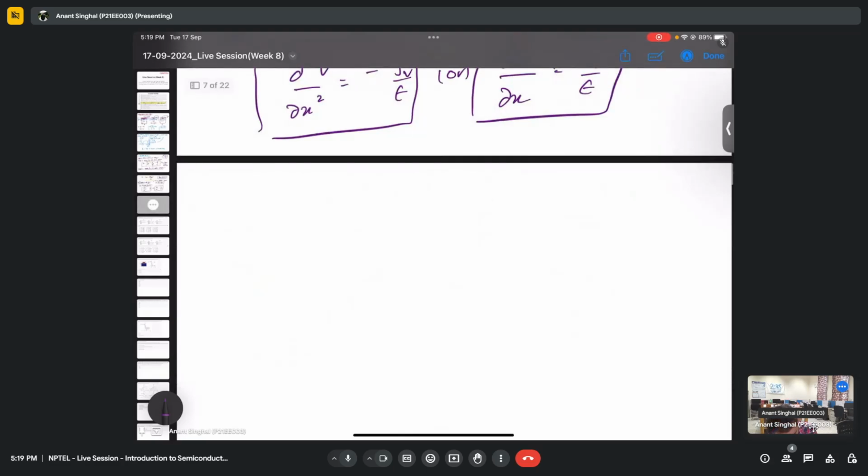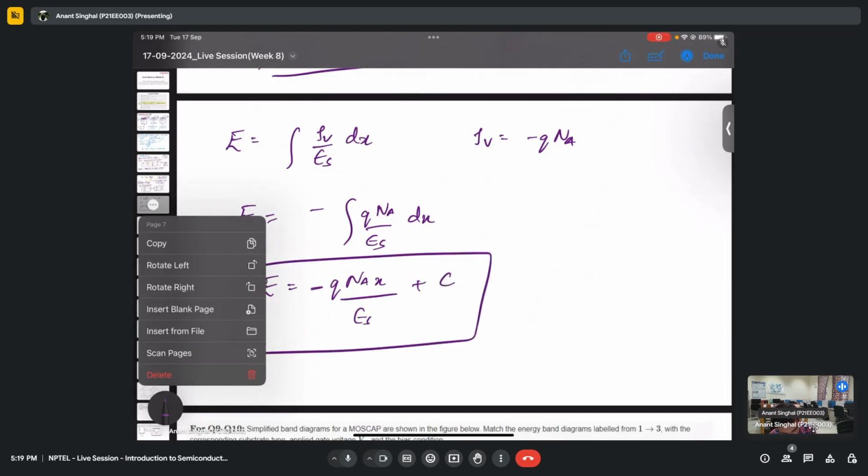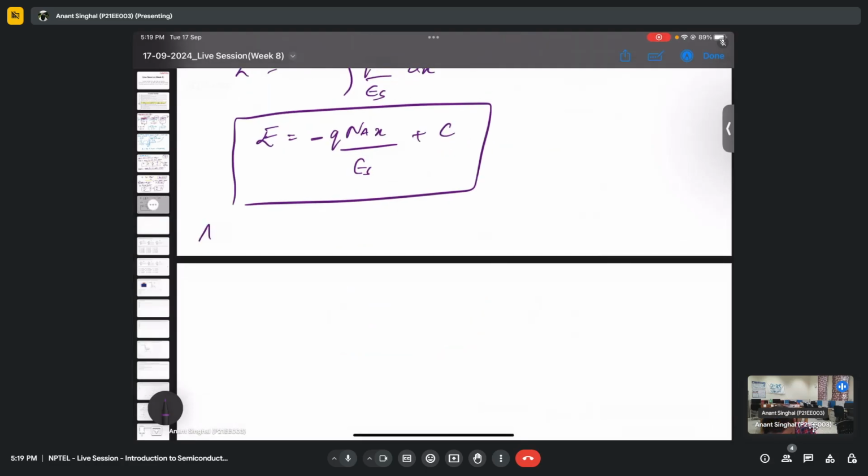So I'm calculating the electric field the similar way we did in the diode part. We know that the charge density is minus QNA, and the electric field will be simple now, minus QNA by epsilon S. So I am doing it a bit quicker. If you have any doubt in between, you can ask. This is very simple: QNA x by epsilon S plus, let's say, some constant. This is the case for a diode also.